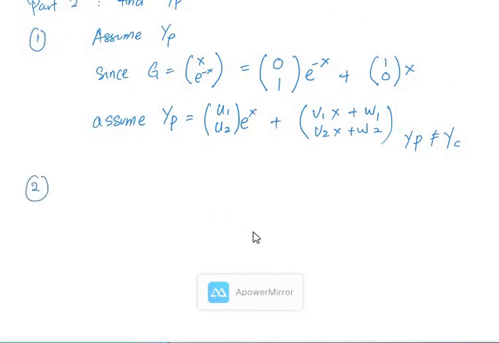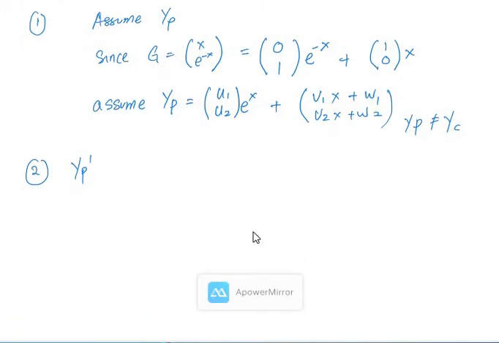And then step 2 is we differentiate the yp, so we find the yp prime. So yp prime equals, you differentiate this one, you get, oh okay, I think there is a negative mistake here. Okay, so you differentiate, you get negative u1, negative u2, exponent negative x. The negative exponent negative x follows the question. And then plus, you differentiate this one, you get v1 and v2.